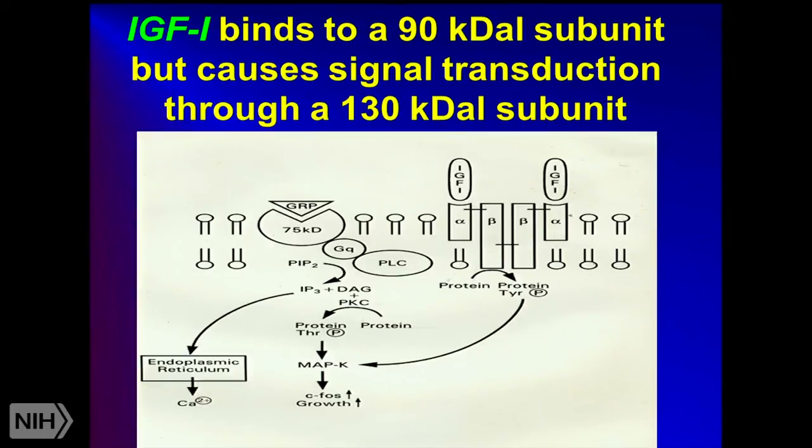And it's actually a dimer where the IGF-1 binds to the alpha subunit. The tyrosine kinase activity is then on the beta subunit. So when the alpha subunit binds IGF-1, it causes a conformation change in the beta subunit, causing protein phosphorylation. And downstream events include activation of MAP kinase, increased expression of CFOS, and then growth of the lung cancer cells.